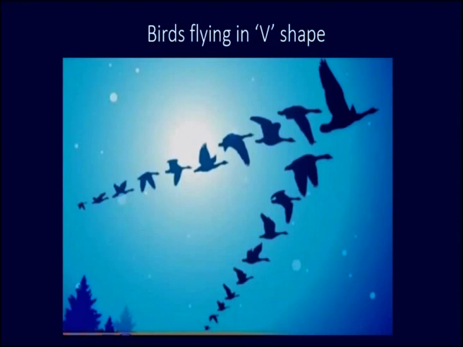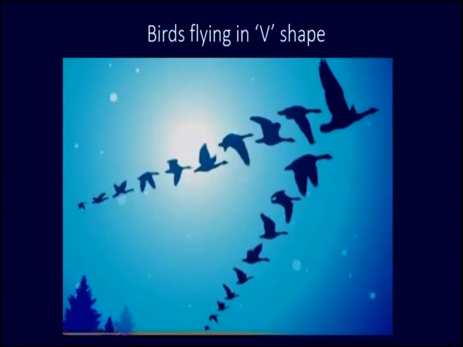Children, why do you think birds are flying in V shape? Birds fly in the shape of V to resist the force of air while flying in the sky. They can travel thousands of kilometers easily without getting tired. The bird which leads the flock, if gets tired, goes back. The other bird takes the lead. This process continues till they reach their destination.